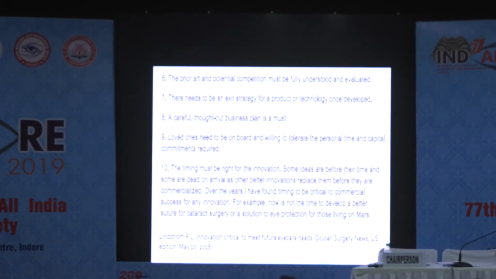We need to understand what already exists before we get our innovation out. There needs to be an exit strategy once the product is developed. It has to be a carefully thought out business plan if we are planning to look at entrepreneurship. Loved ones need to be on board because it takes a lot of your time and resources, so your family needs to understand what you are doing. And it has to be appropriate timing. You can't have something coming too early or too late. For example, he gives the example that developing sutures for cataract surgery is like trying to do it for Martians.